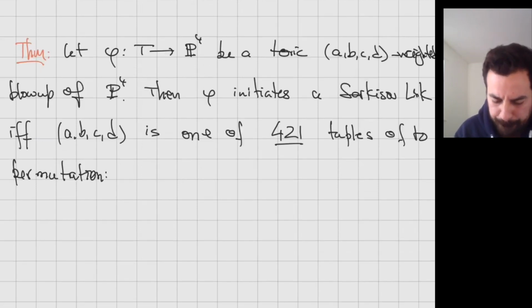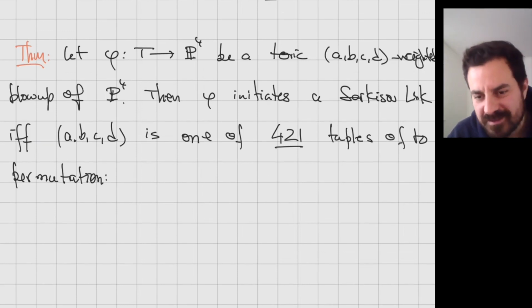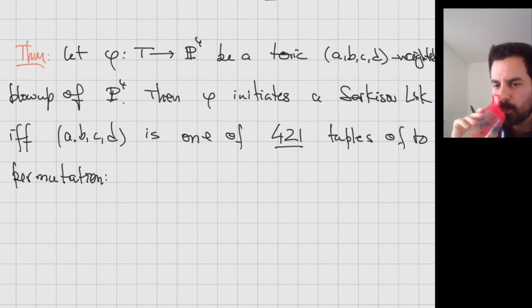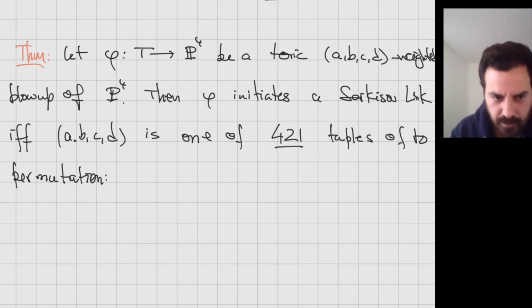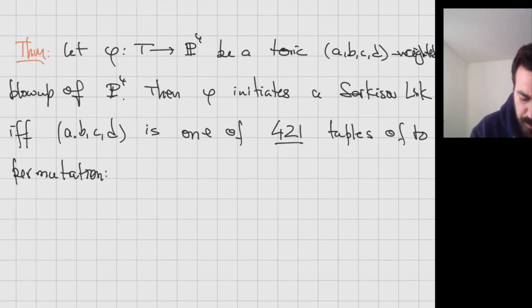Okay. So Olivia, does this end at 50 or 11? Okay, I won't take much longer anyway. So you happen to have 421 tuples up to permutation.